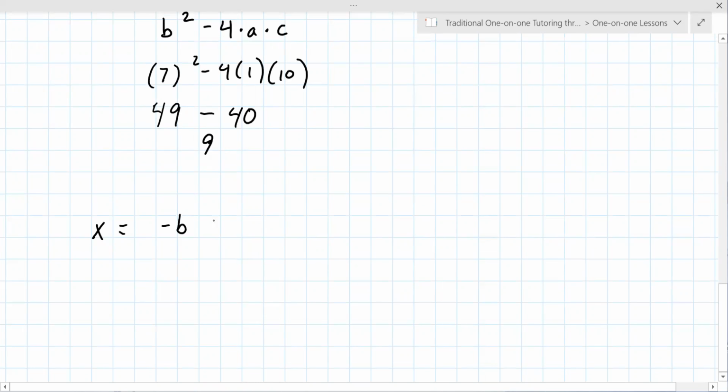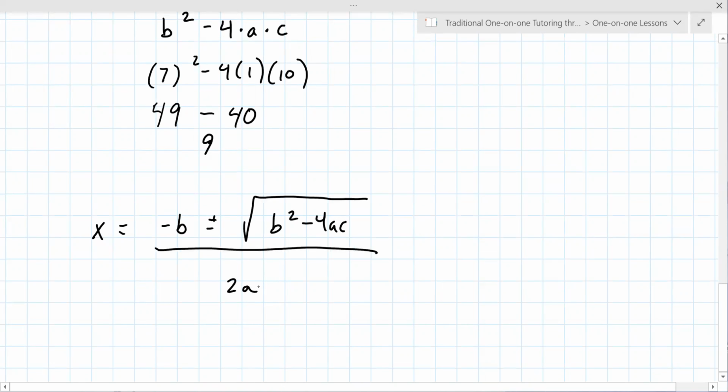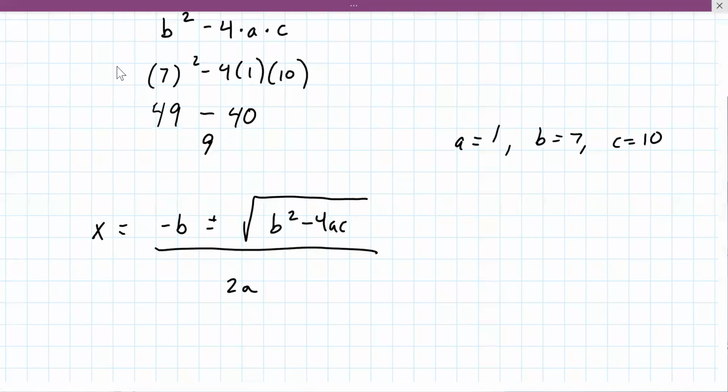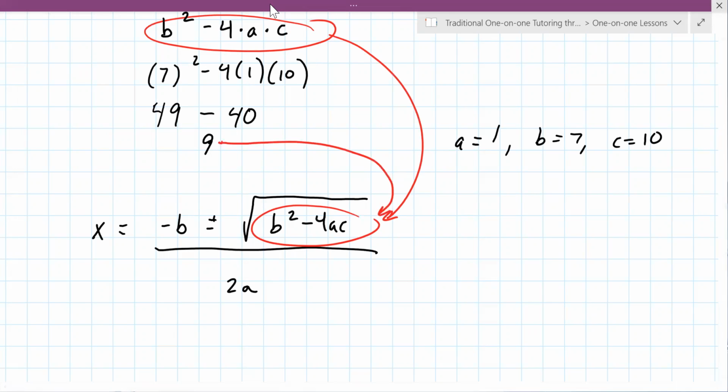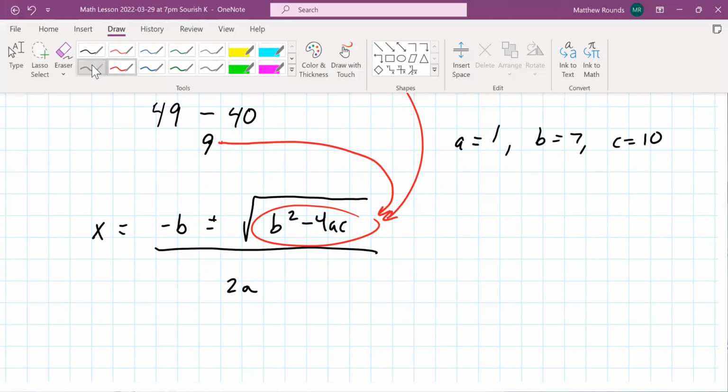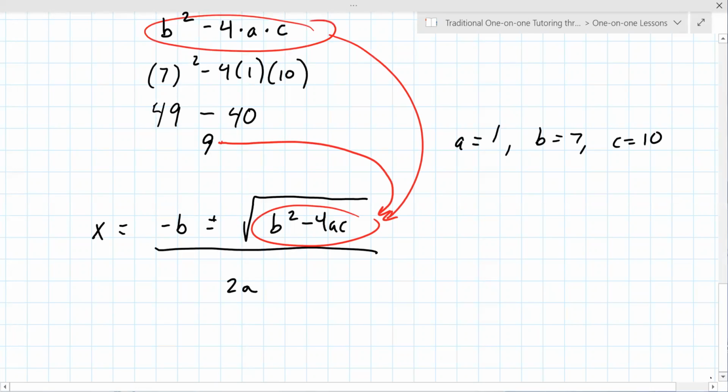Okay, so I'll write the quadratic formula. It is opposite of b plus or minus the square root of b squared minus 4ac all over 2a. As a reminder, a is 1, b is 7, and c is 10. The part under the square root you already calculated. Do you see that? Yes. So 9 is the number that goes into the square root. Now it just happened to be 9 again in this problem, but it is not always 9.